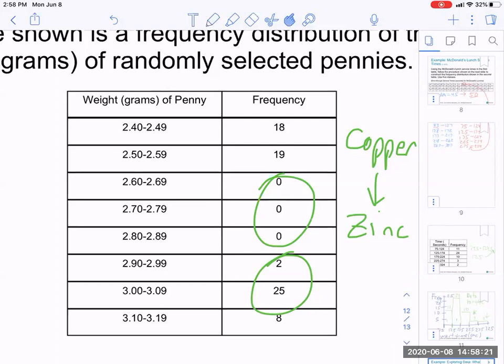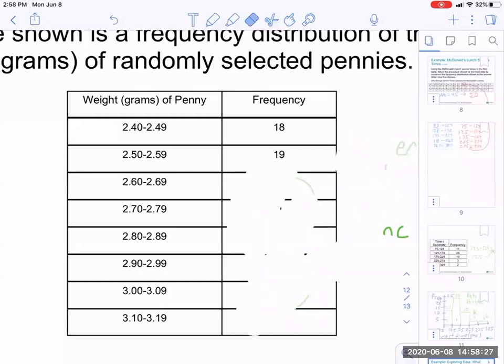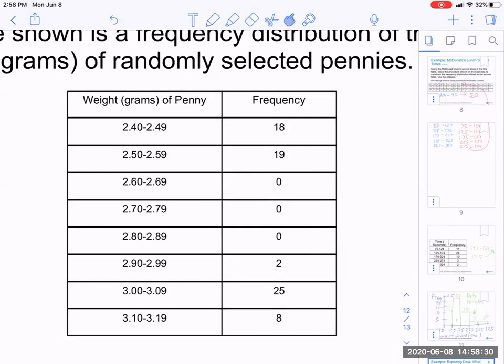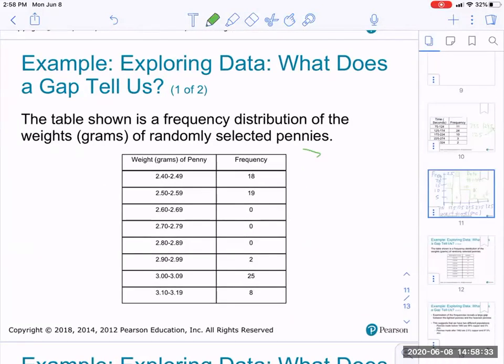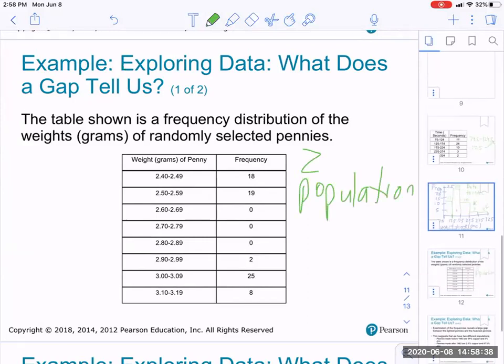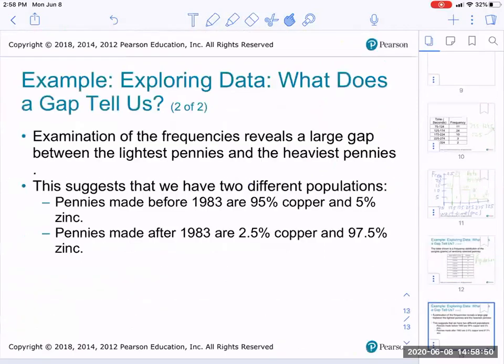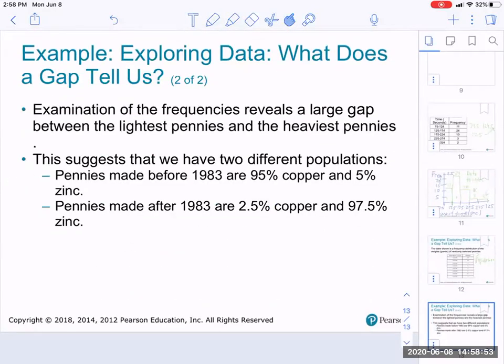So gaps can tell us if there's something going on, maybe two populations, which happened here. So we had two different populations of pennies. So that's one thing that a frequency table can give us quickly, is an easy way to look at that. Our data is well organized. Oh, 1983, there we go. Notice they didn't tell me which one was heavier either. So that's it for this section.